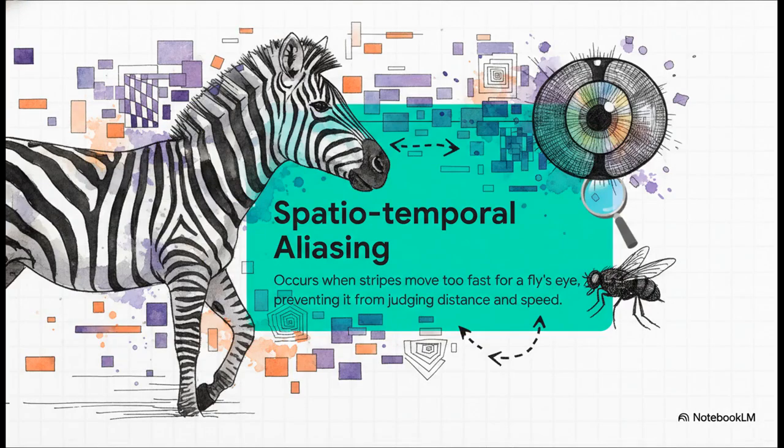And there's a second weapon in the zebra's arsenal, something called spatiotemporal aliasing. Okay, that sounds complicated, but think of it this way. A fly's eye has a certain frame rate, just like a camera. If the stripes move past its eye too quickly, it's like the video gets all choppy and garbled. It's just visual gibberish. The fly's brain is totally overloaded and can't calculate distance anymore. And that's exactly why it can't slow down in time.